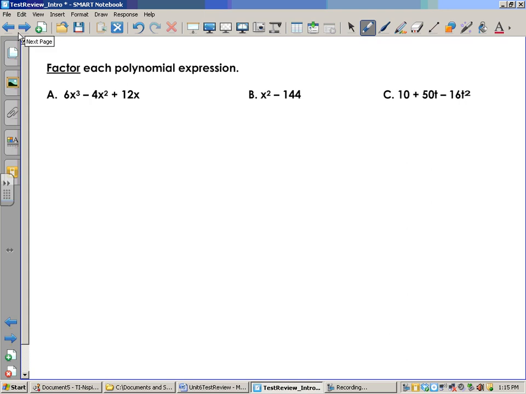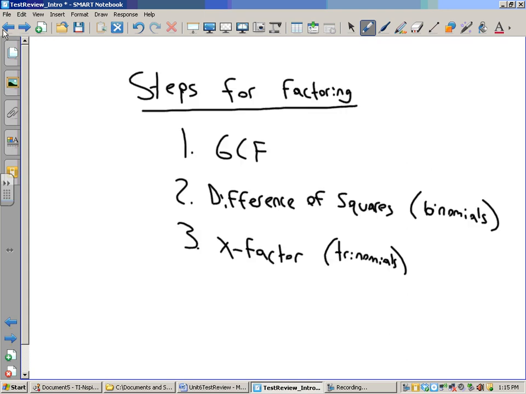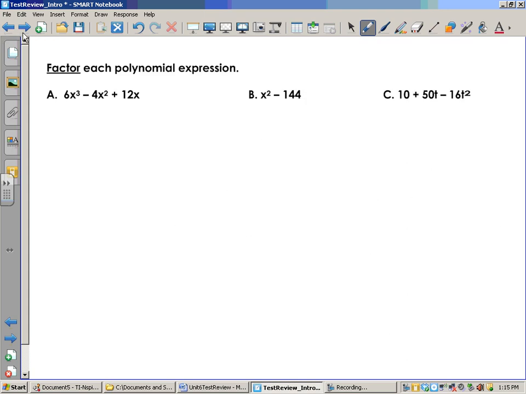So if I look here at part A, step 1, is there a GCF? Absolutely there is. I can factor out 2, and then this one has 3 x's, this one has 2 x's, and this one has 1. So the most I can take out fairly is just 1x. So if I do 6x cubed divided by 2x, I'm left with 3x squared, negative 4x squared divided by 2x minus 2x, 12x divided by 2 plus 6. So I factor out the GCF, and that's what that looks like.